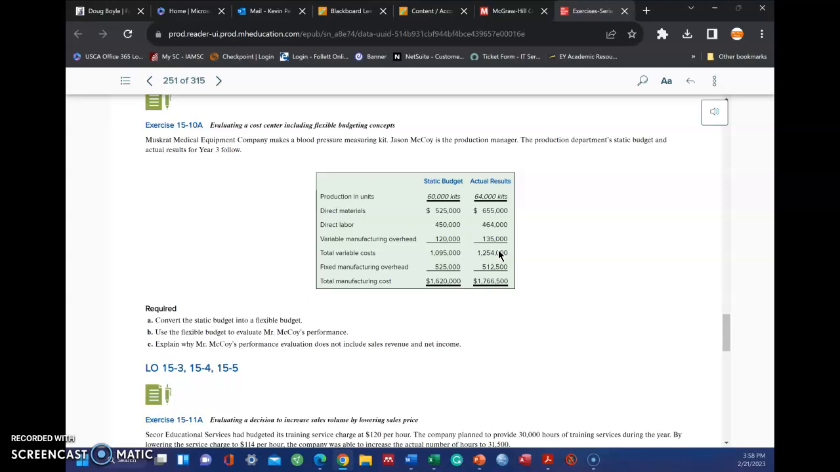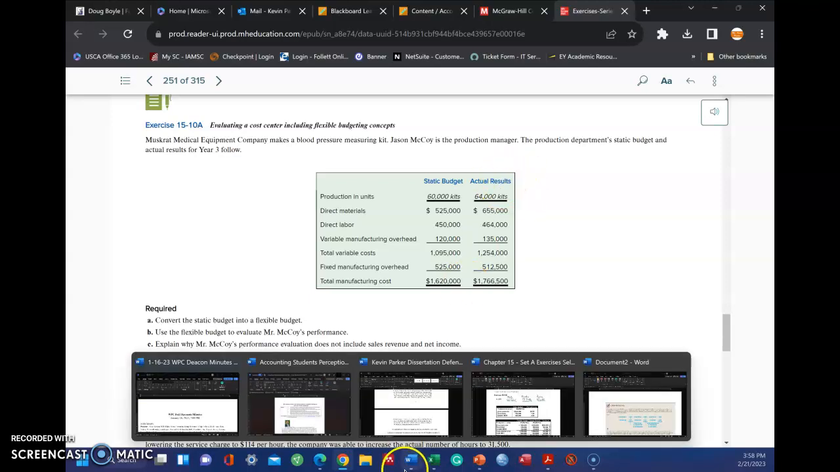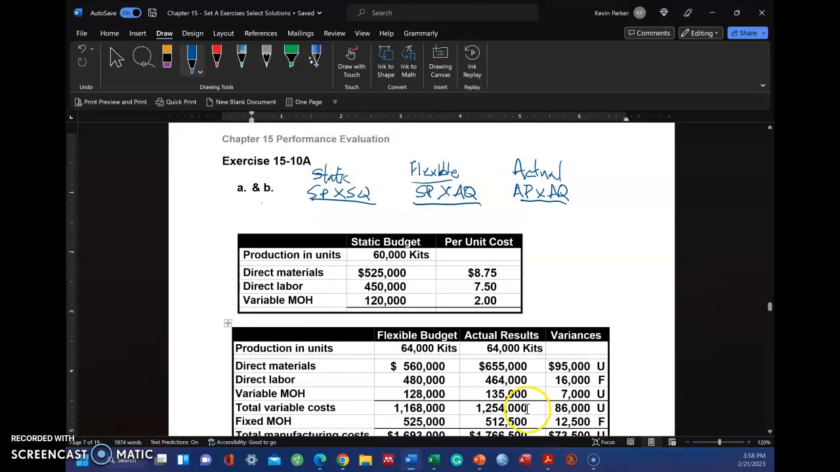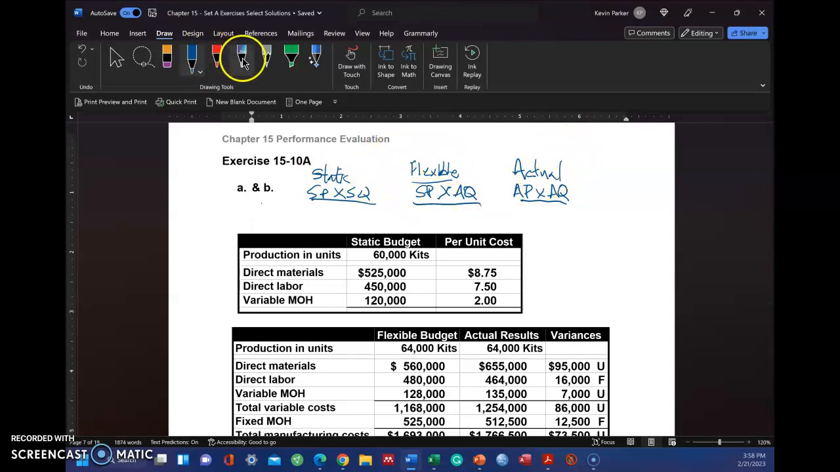And then I think we can go ahead and just look at the solutions and take a real quick look at where we need to go. I think it'll be a better way of working the problem. So back to where I was. We're given the static budget and we're given the actual results. We were asked to calculate the flexible budget.